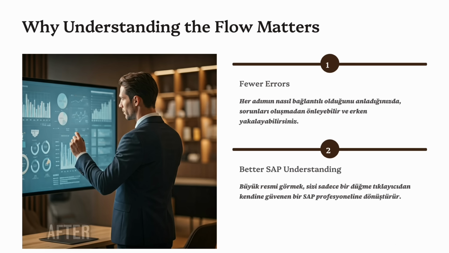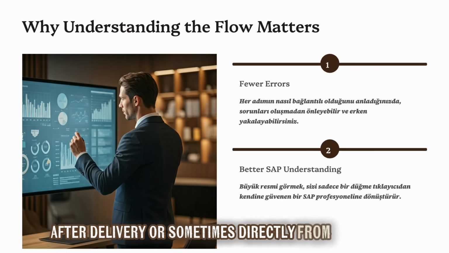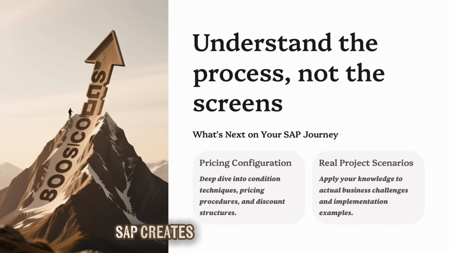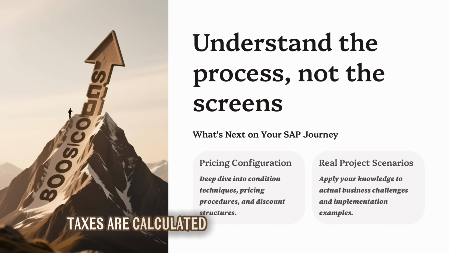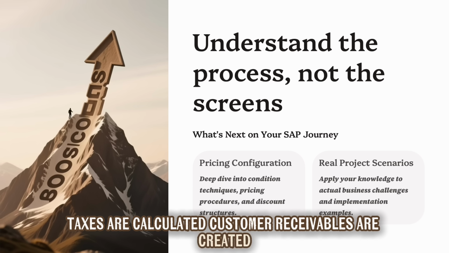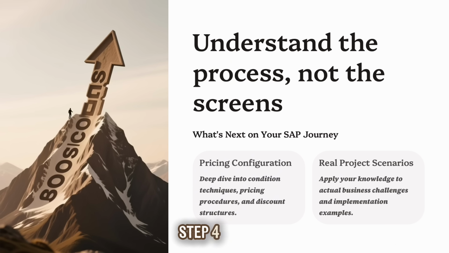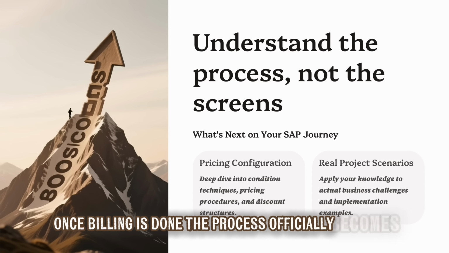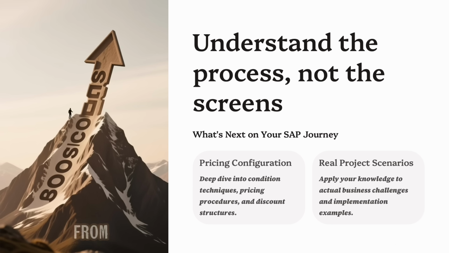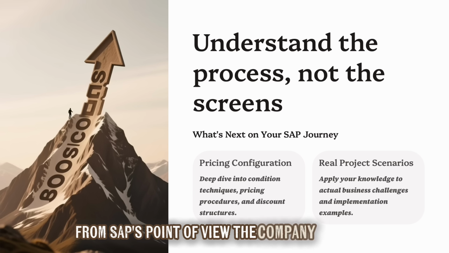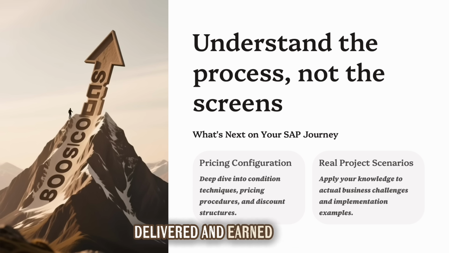Step 3. Billing after delivery, or sometimes directly from the order. SAP creates the billing document. Now, revenue is posted. Taxes are calculated. Customer receivables are created. This is where sales meets finance. Step 4. Finance. Once billing is done, the process officially becomes part of accounting. From SAP's point of view, the company has sold, delivered, and earned money.